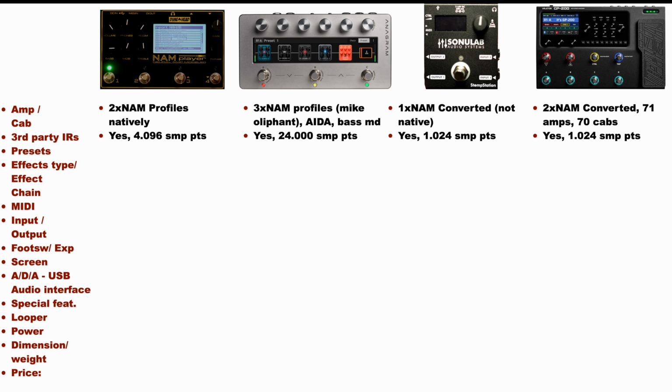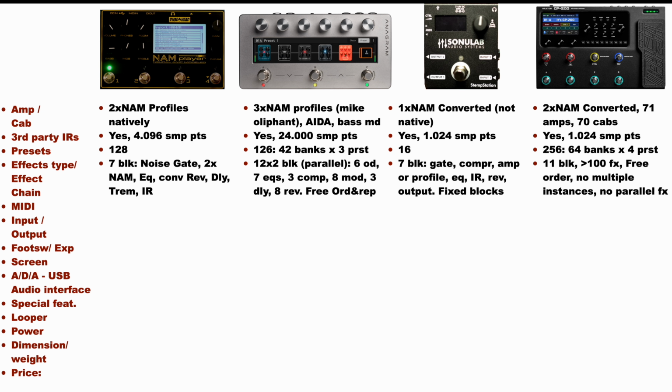In terms of number of presets, we have 128 presets in the NAM player, 126 in the Anagram, 16 in the Stomp Station and 256 in the GP200. Let's now talk about effects and effects chain management.